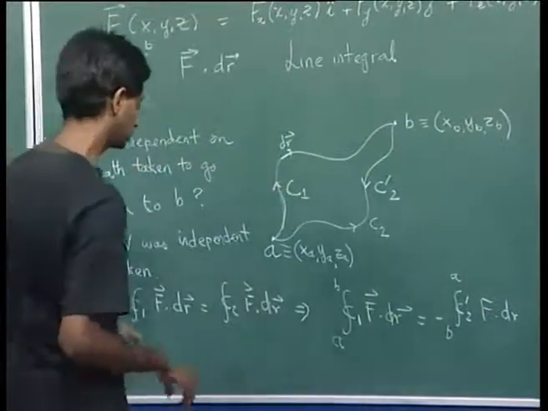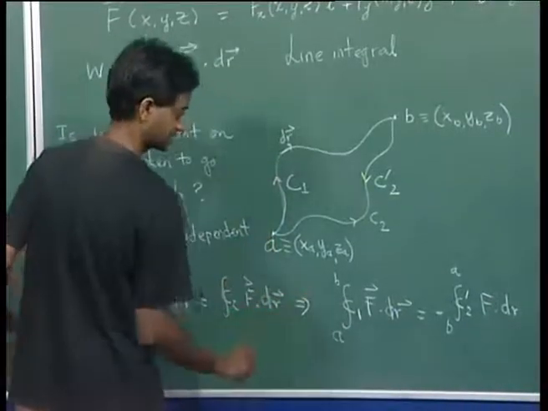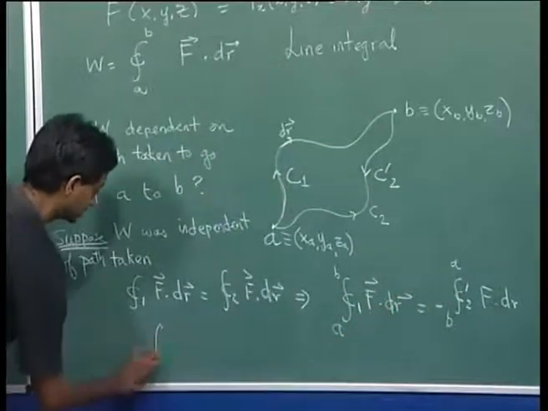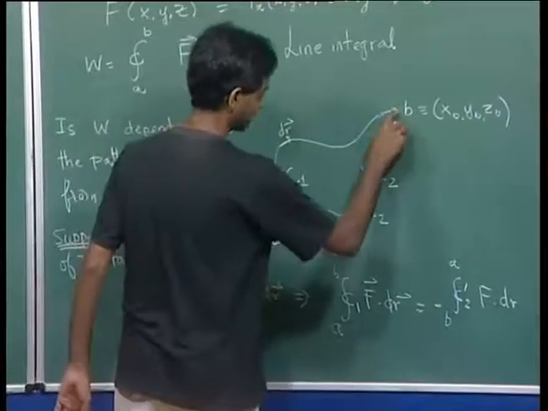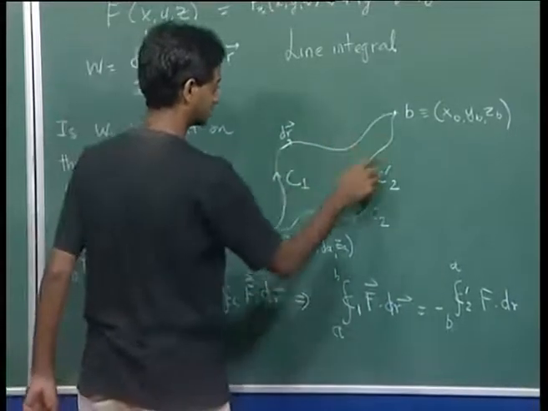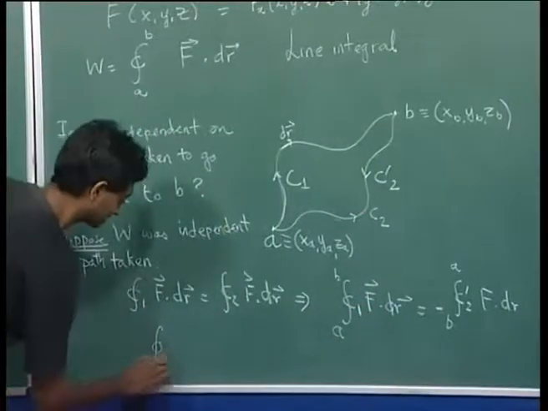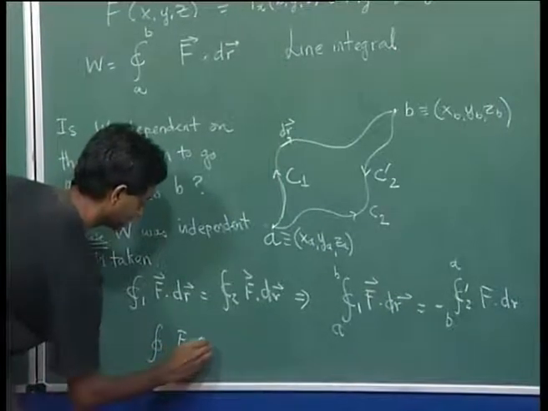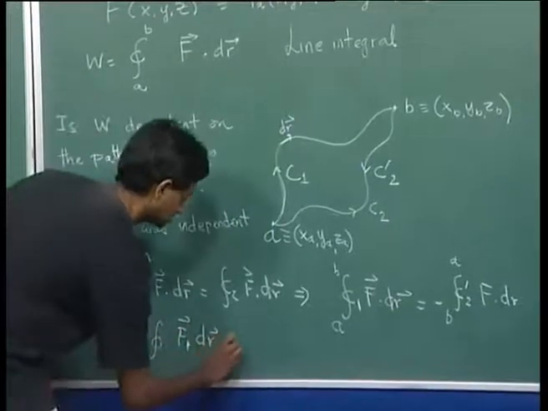Okay, so this implies that the sum of work done in these two paths is 0. So the first path you go from A to B along C1, and then you go along C2 prime from B to A. So the total work done in this path is 0. So it's the sum of these two. So that is 0. So what you get is that the closed integral of F dot dr is equal to 0.